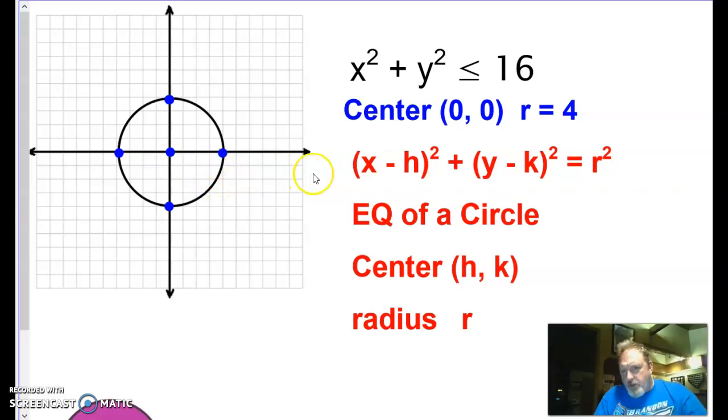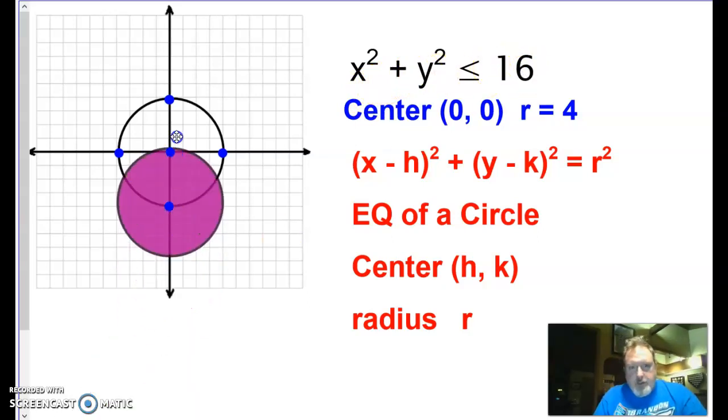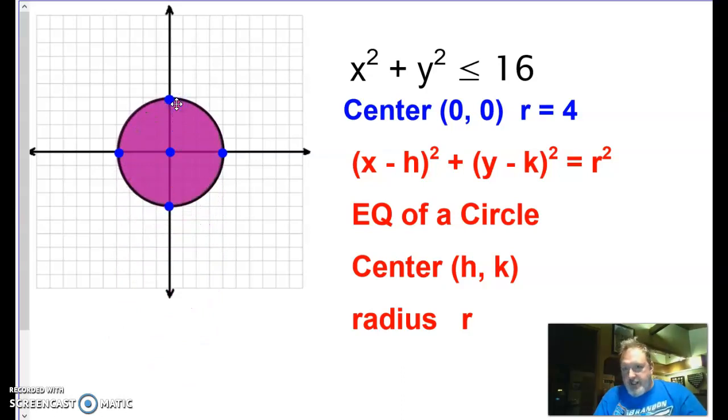Now, I didn't show the test point, but if we look at (0, 0) here, if we were to put 0 in for x and y, since that is the center point, it's clearly inside the circle, and 0 squared plus 0 squared is less than or equal to 16. So our region that is shaded is actually the area inside that circle.